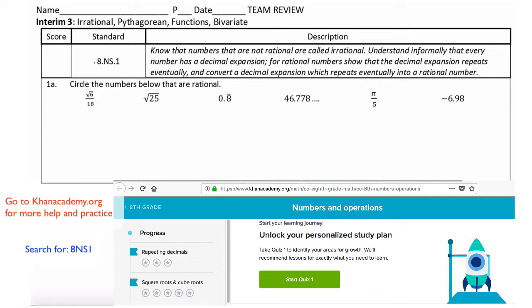First of all, 8NS1 is about rational or irrational numbers. So you need to understand informally that every number has a decimal expansion. And for rational numbers, show that the decimal expansion eventually repeats or terminates, and convert a decimal expansion which repeats eventually into a rational number. So question 1 asks you to circle the numbers below that are rational.